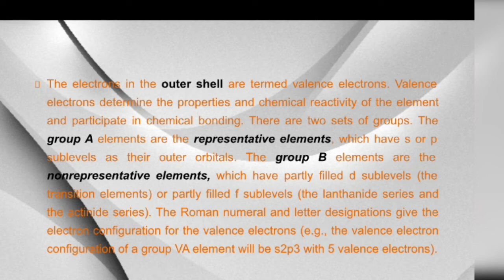The Roman numeral and the letter designation give the electron configuration for the valence electrons. For example, the valence electron configuration of a group 5A element will be s2p3, with 5 valence electrons.